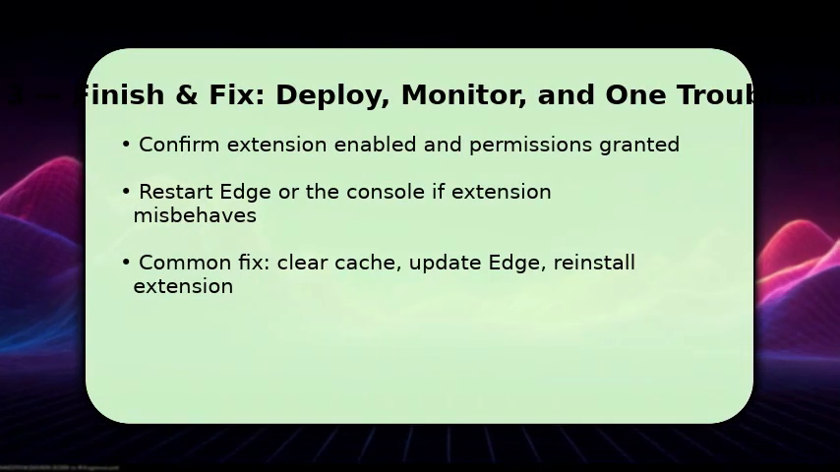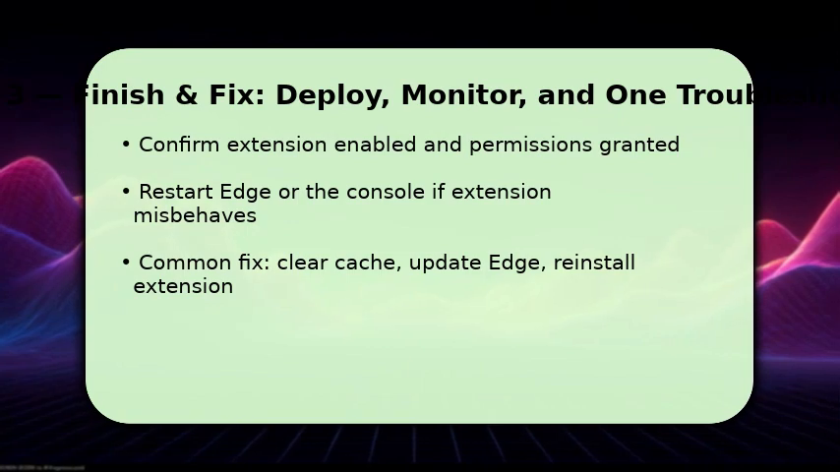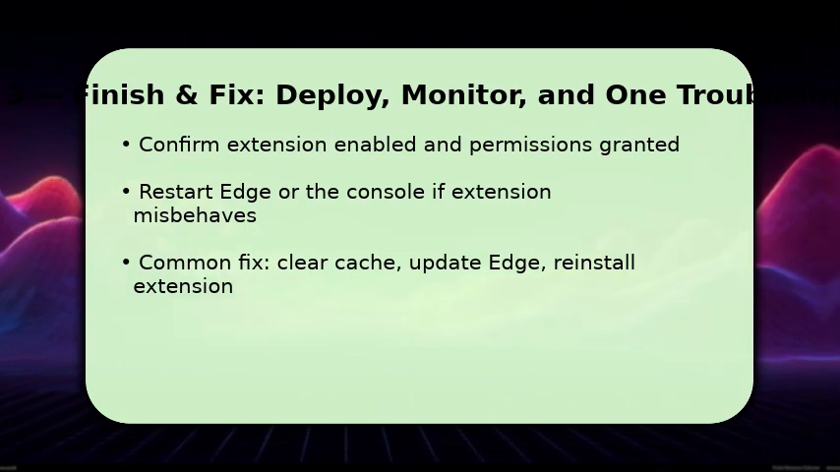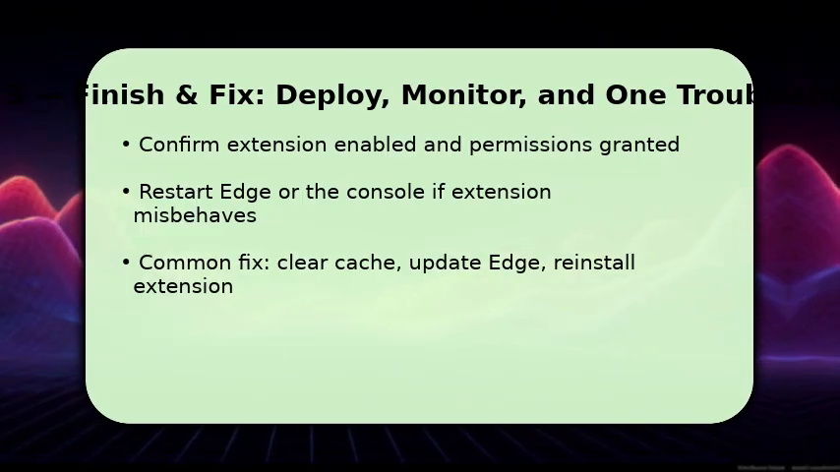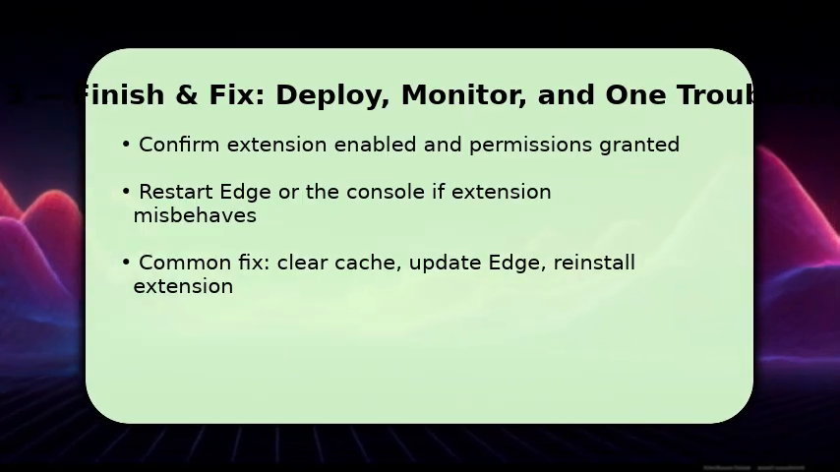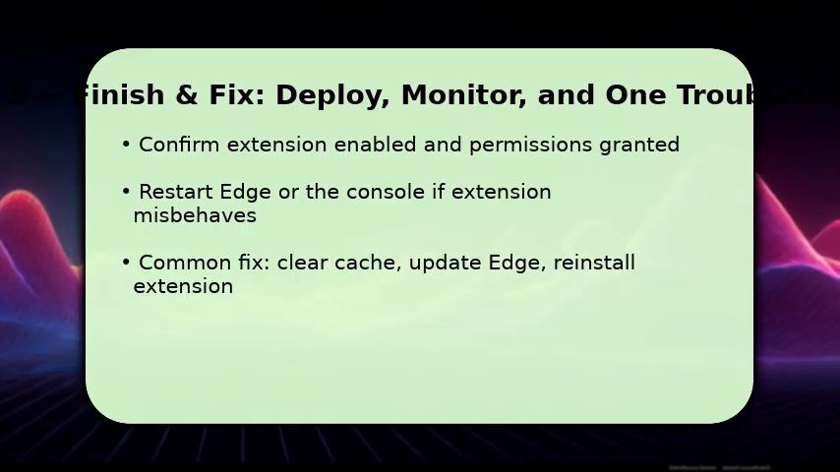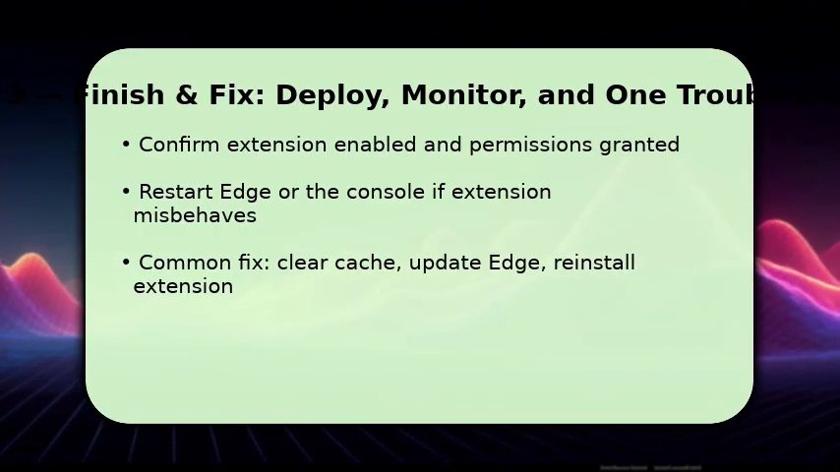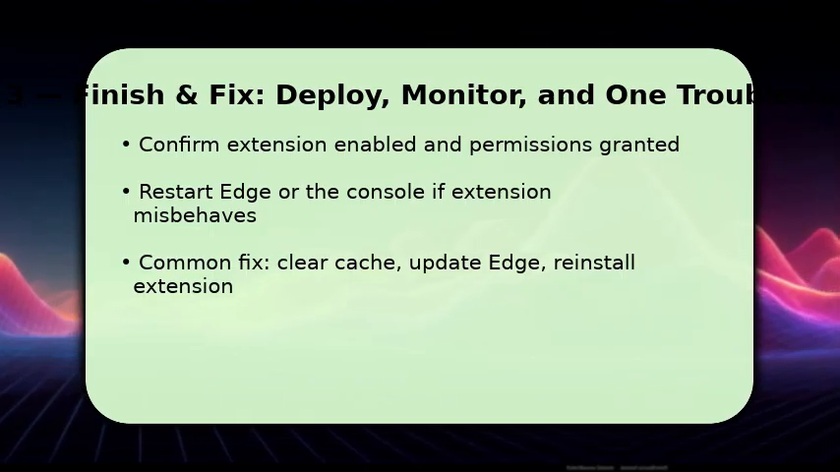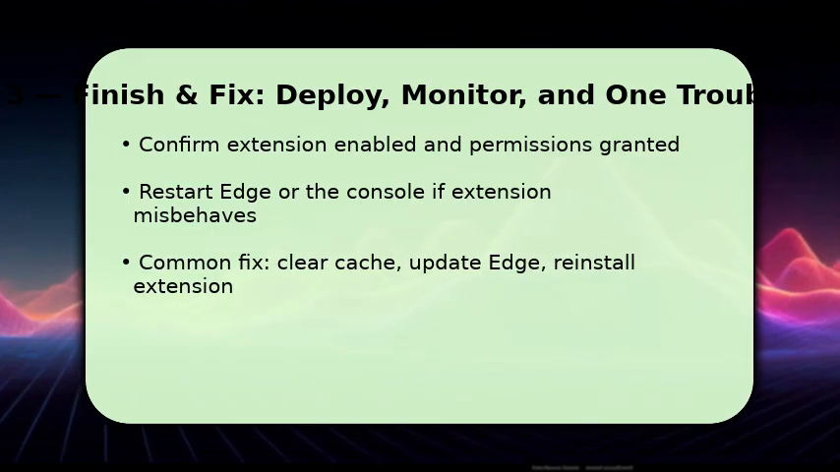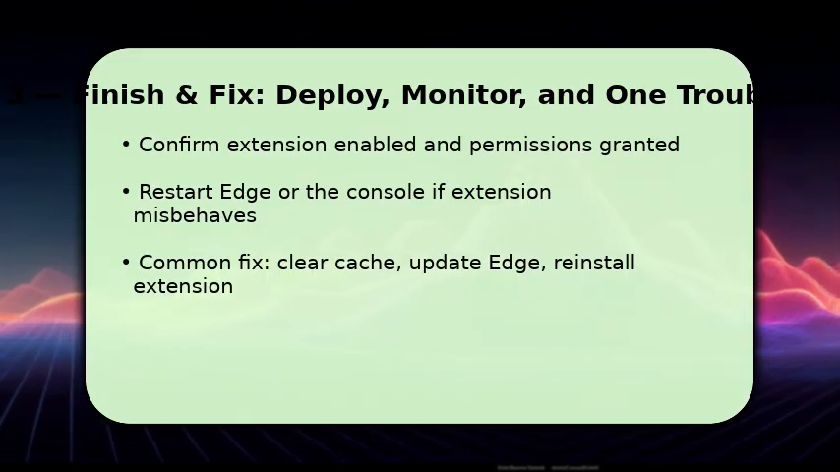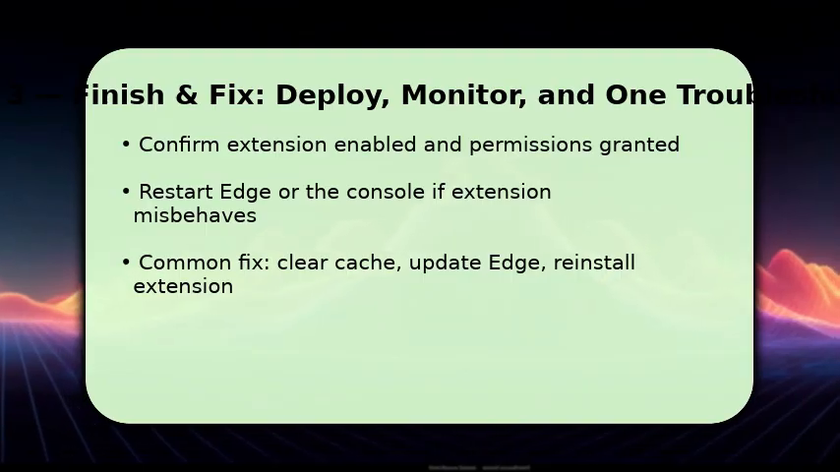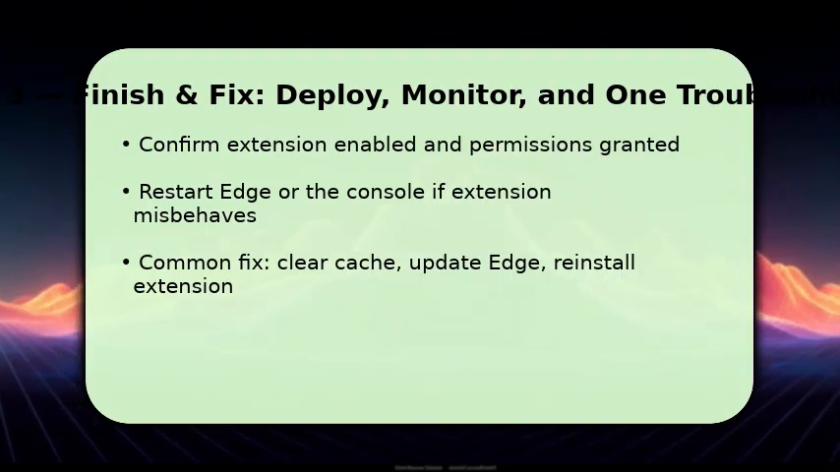You finish by enabling the extension and reviewing its permissions in Edge's Extensions menu. Toggle it on and test functionality immediately. If it fails, restart Edge or reboot the console. This often resolves activation issues. Make sure Edge is up to date, clear cache, and reinstall the extension if needed. One key troubleshooting tip: if an extension requires desktop APIs not supported on Xbox, it may not work. Remove it and look for a web-friendly alternative instead.